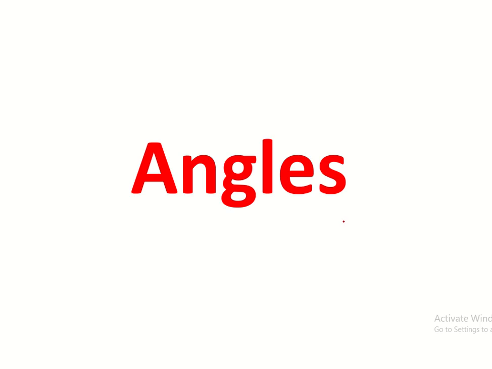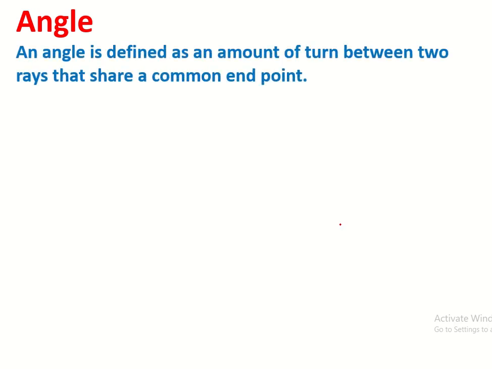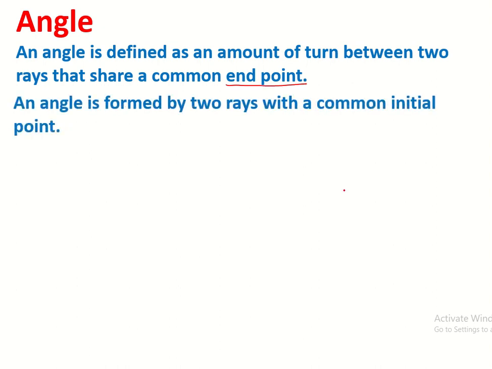Welcome to Maths Point. In our today's video tutorial, we'll be talking about angles. We know that an angle is defined as an amount of turn between two rays that share a common endpoint. In other words, we can say an angle is formed by two rays with a common initial point.